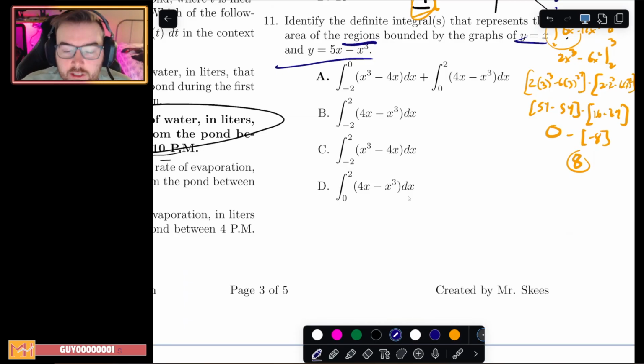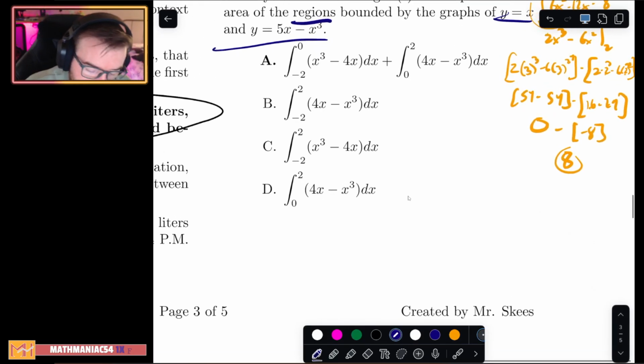Again, finding the area of a region is top minus bottom. Integral of top function minus bottom function. Integral, where did they intersect? That's your left and right. That's your bounds. Top minus bottom. Or if we're in terms of y, where do they intersect? Your bounds are the y values instead, and you do right minus left.